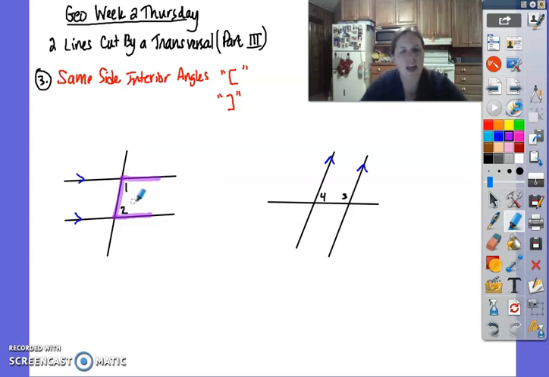How is this different from the F? Our angles are between the parallel lines. On F, one of our angles was outside of here, so I had to extend that line to cover it. All right, so we're just looking at letter C.